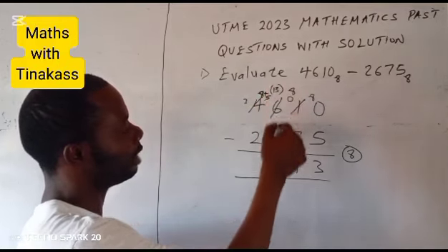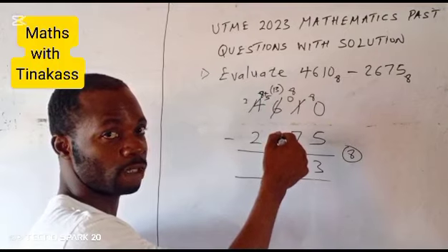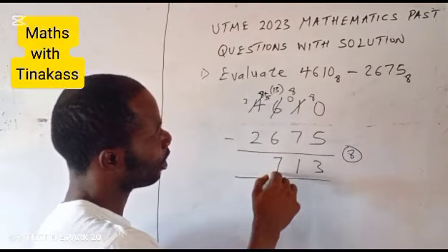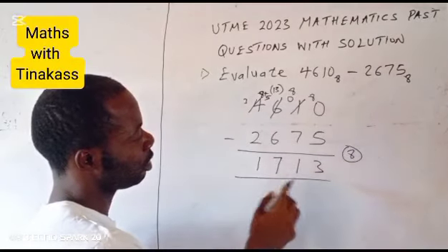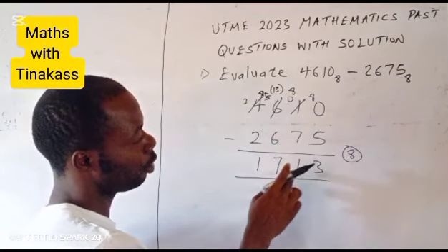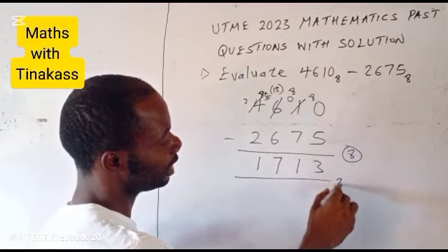You can now say 13 minus 6. That will give you what? 7. Then 3 minus 2. That will give you 1. So our answer is 1713 base 8.